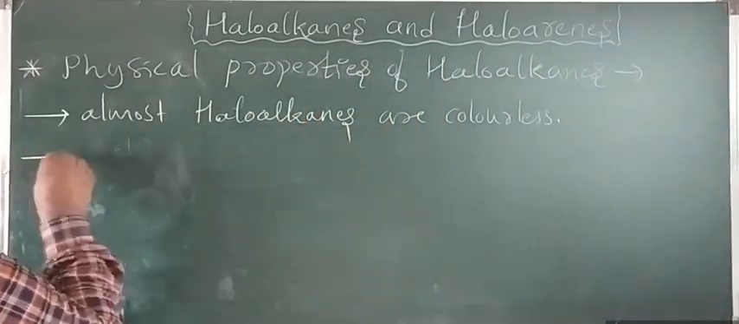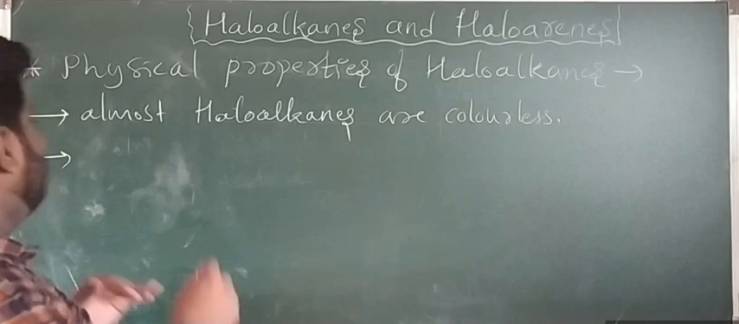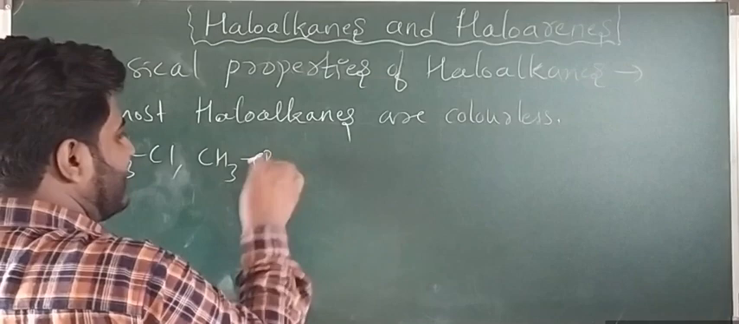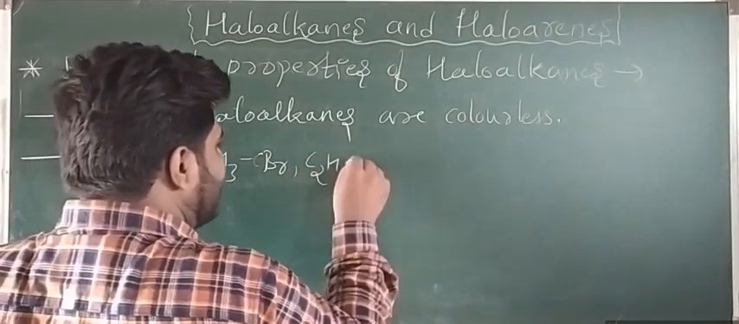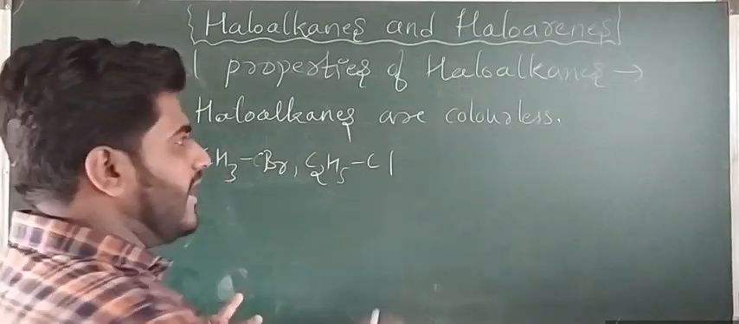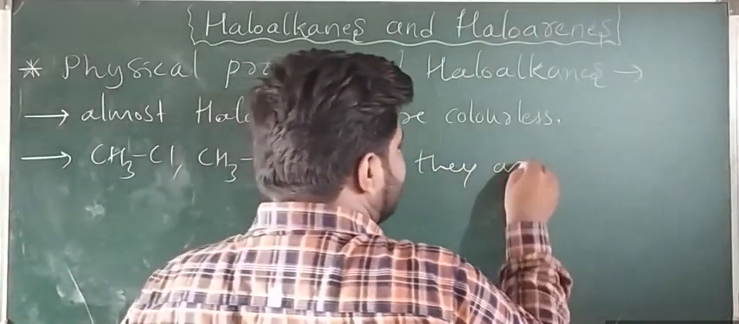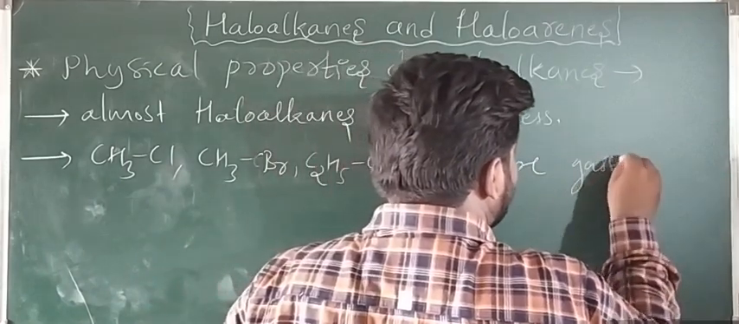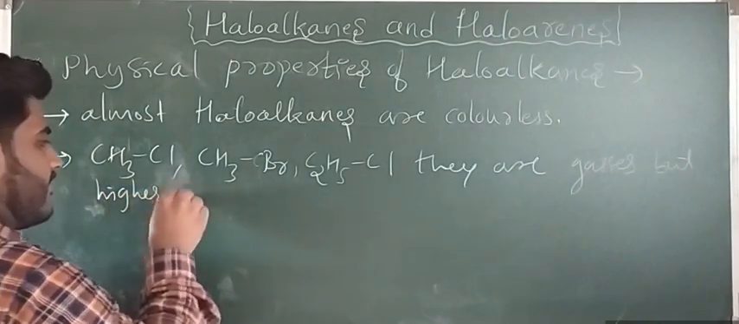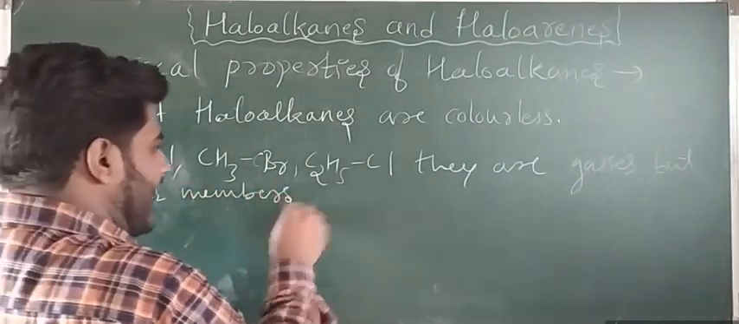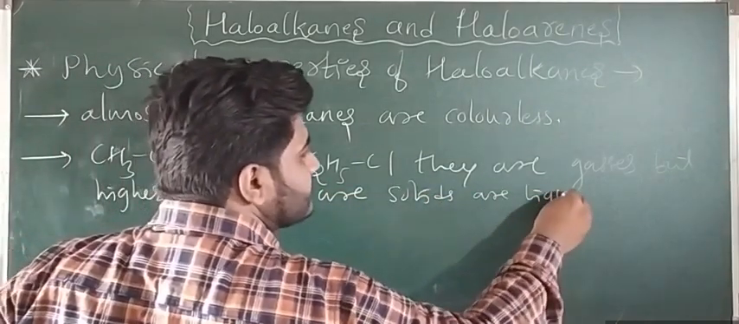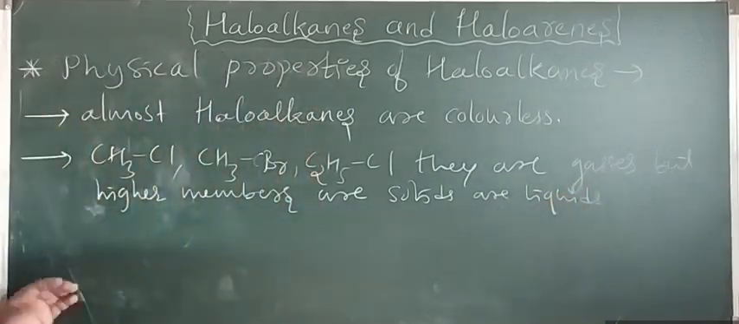Second property: lower members like methyl chloride, methyl bromide, ethyl chloride, C2H5Cl, are all gaseous in state. But higher members are solids or liquids. So these are two properties.